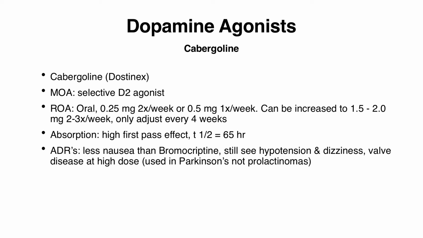You only want to adjust this every 4 weeks because of the half-life. The half-life for this is 65 hours, which is way longer than 2 days, right? Yeah, not 3. Let's not do math right now, but high first pass effect, long half-life, so that 4 weeks ensures that you're getting the stable blood level that you want when you're testing to make a judgment about whether or not to alter a dose.